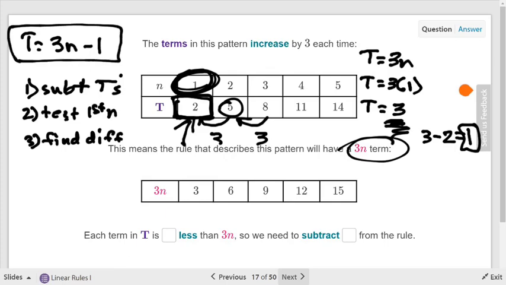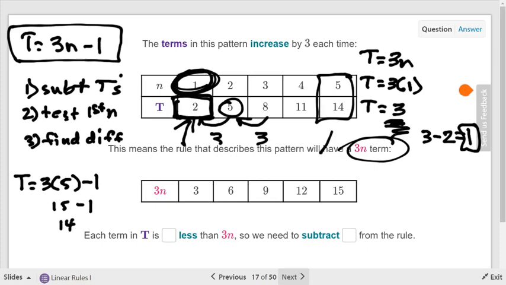How can I make sure about that pattern, though? Test another one. So let's go over here and test our 5. T equals 3 times 5 minus 1. What's 3 times 5? 15 minus 1 gives me, is that the number I wanted? Yes. Boom, you're all geniuses. Yay. Don't you love it?